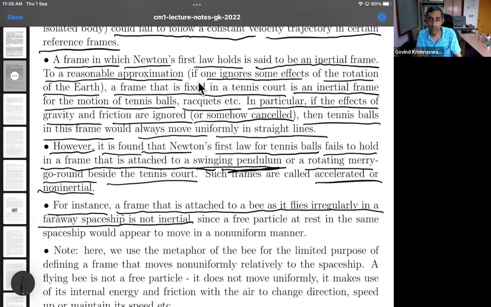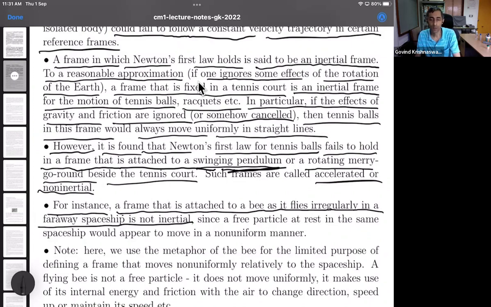We are deducing from nature that there is a frame called an inertial frame where free particles move in straight lines at constant speed. Okay, so this is our observation. However, not all frames are inertial. So we are just constructing a non-inertial frame. What would a non-inertial frame be? It would be one in which a free particle appears to follow a trajectory which is not a straight line or not at constant speed. Okay.